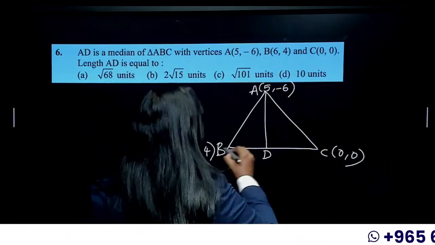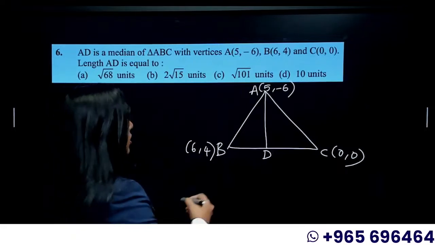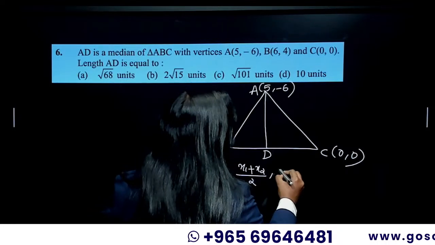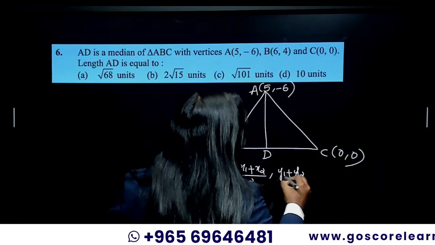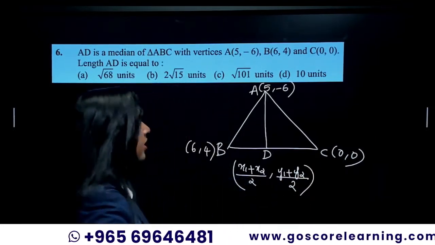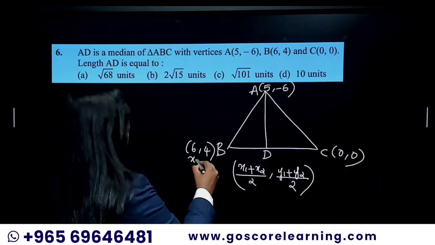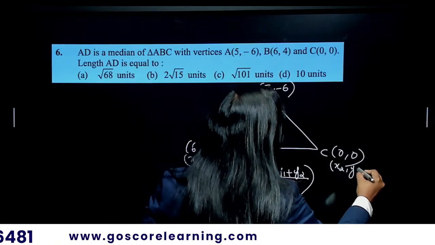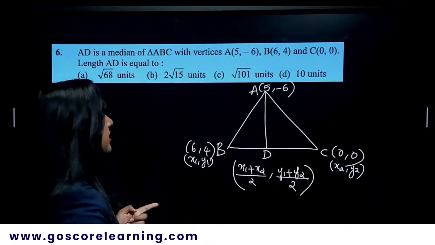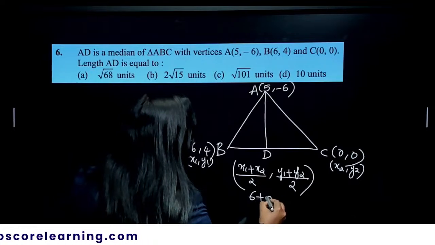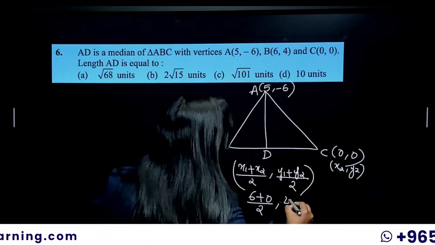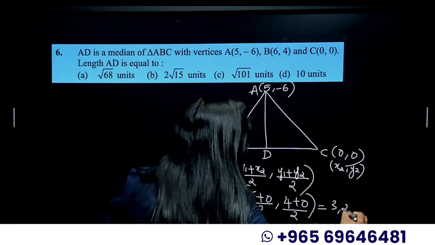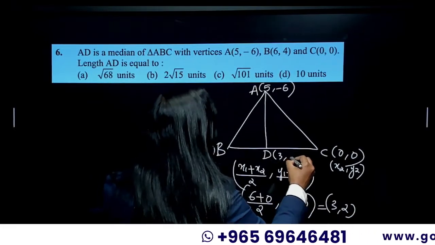This must be the midpoint of B and C. Okay, how will you find the midpoint? (x1 plus x2) by 2 and (y1 plus y2) by 2 will be the midpoint, where this is x1, y1 and this is x2, y2. So what is the midpoint? (6 plus 0) by 2 and (4 plus 0) by 2, which is equal to 3, 2. So we got this as 3, 2.